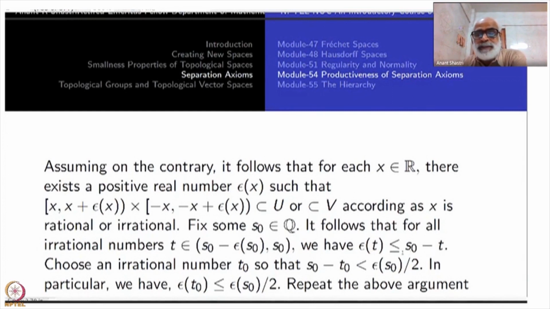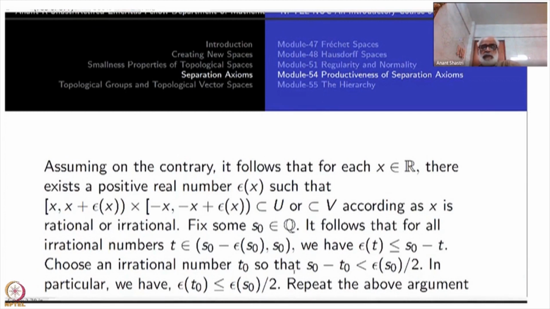Now, inside this one, choose an irrational number T naught such that S naught minus T naught is less than epsilon S naught by 2. See, so I have further cut it down. You can choose another irrational number here, and the irrational number will also have the same property. In particular, we have epsilon of T naught will be less than epsilon of S naught by 2. That is all I am using.